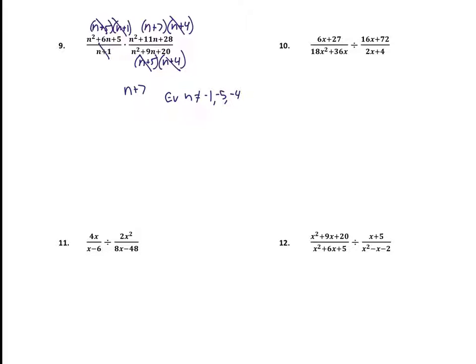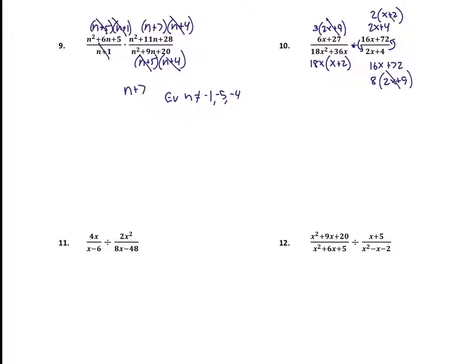Number 10 is our first division problem. So remember, we're going to multiply by the reciprocal. That gives us 2x plus 4 on the top, 16x plus 72 on the bottom. We're going to start taking out common factors now. On this one we can take out a 3, which leaves us with 2x plus 9. Here we can take out 18x, which leaves us with x plus 2. We can take out a 2, which leaves us with x plus 2. And here, because we want to cross out 2x plus 9, we can take out 8, which leaves us with 2x plus 9 in the parentheses.